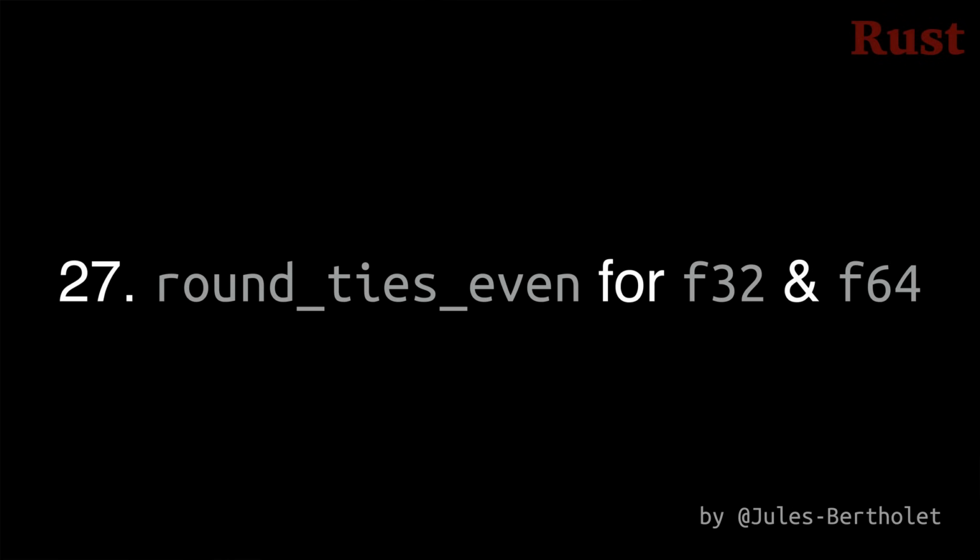Number 27. The round ties even method for floating point types has been stabilized. This method rounds the float to the nearest integer, rounding halfway cases to the number with an even least significant bit, using the LLVM round-even intrinsic. With the stabilization of this method, Rust now exposes all 5 IEEE 754 rounding modes. Who knew rounding was so complicated?